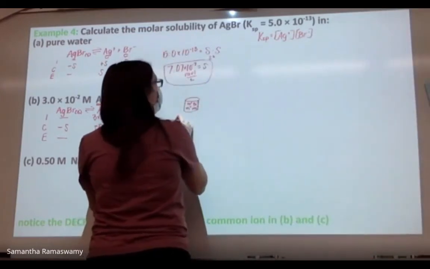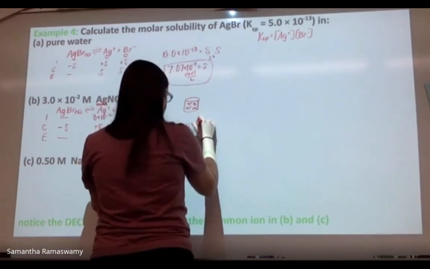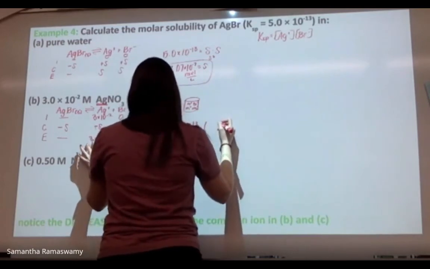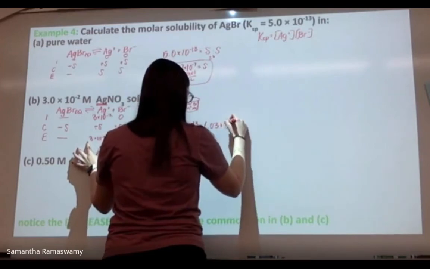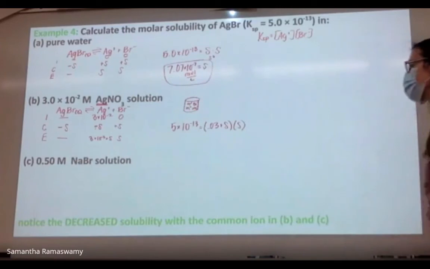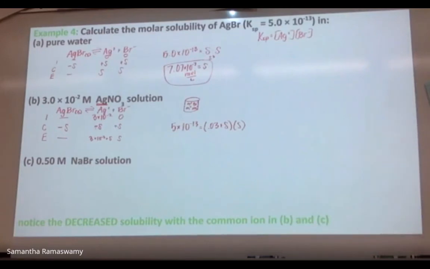So Ksp, 5 times 10 to the negative 13. What is that? 0.03. I'm just going to do it in standard notation. Three times 10 to the negative second is 0.03. I'm just doing it to avoid scientific notation.